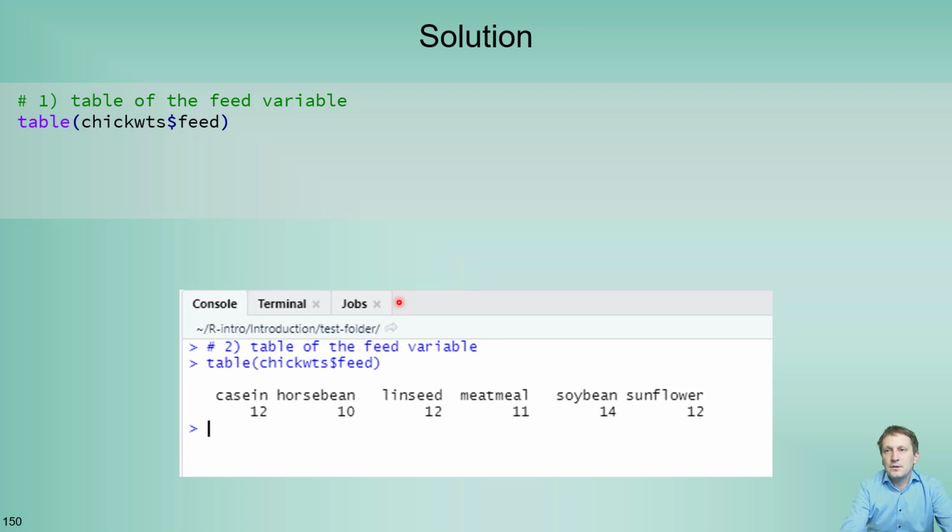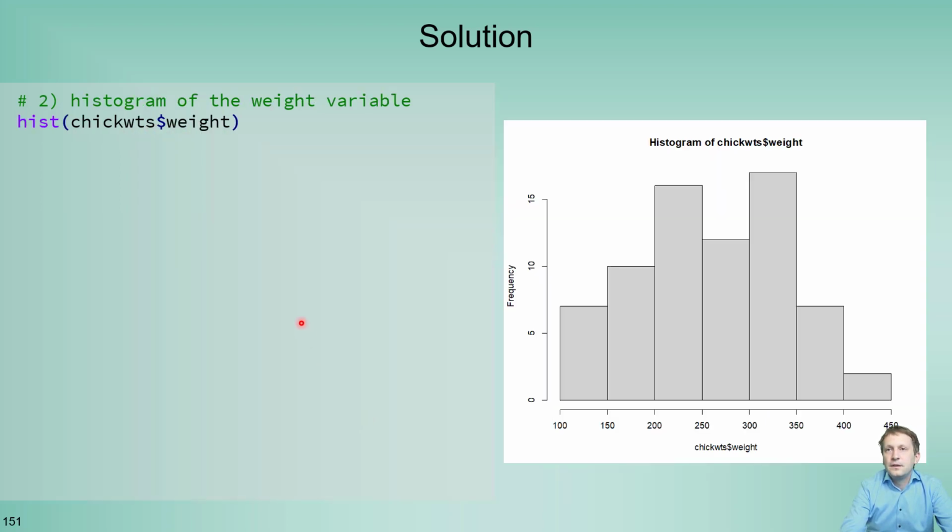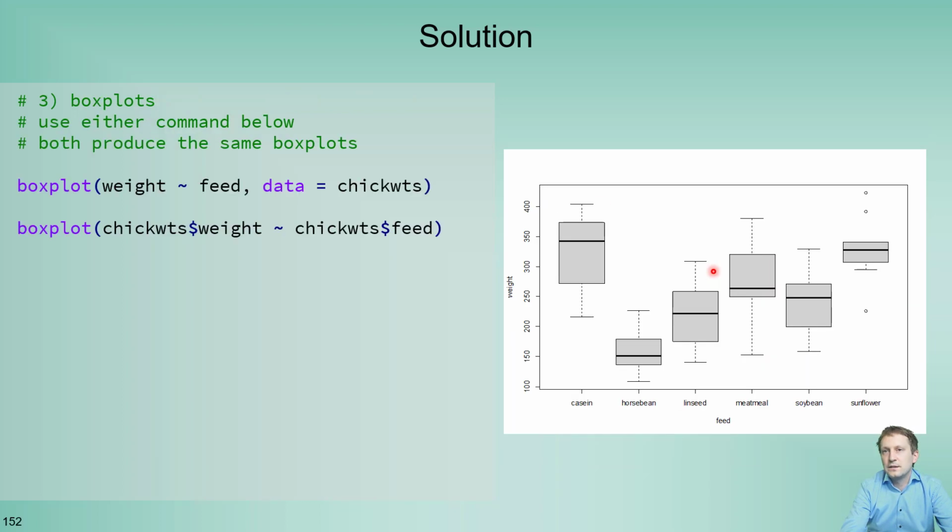Okay, table of the feed variable. So you simply use the table function. Table, chickwts$feed. That gives you the right answer. A histogram, well, in R, the function is called hist, and that gives you a histogram. So hist, chickwts$weight gives you that histogram.